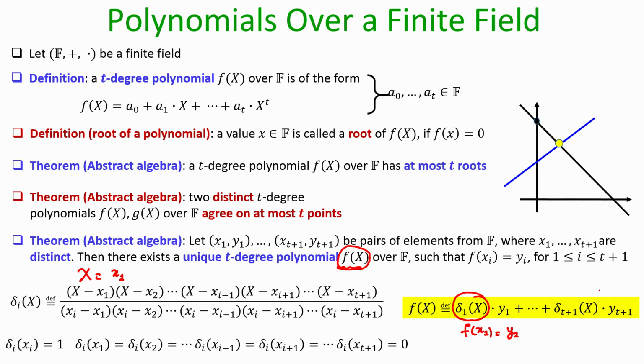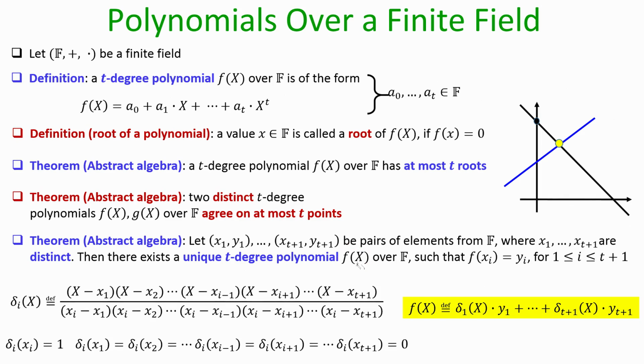In the same way, for x equal to x2, all my delta polynomials will vanish except the second delta polynomial, which will give the value 1, and 1 multiplied by y2 will give me y2, which satisfies my condition. So, that is a unique t degree polynomial f of x, which you can find passing through the given t plus 1 pairs of x and y values where the x components are distinct.